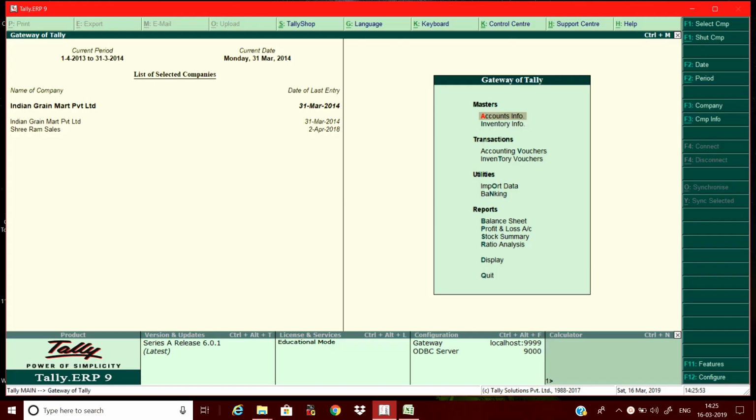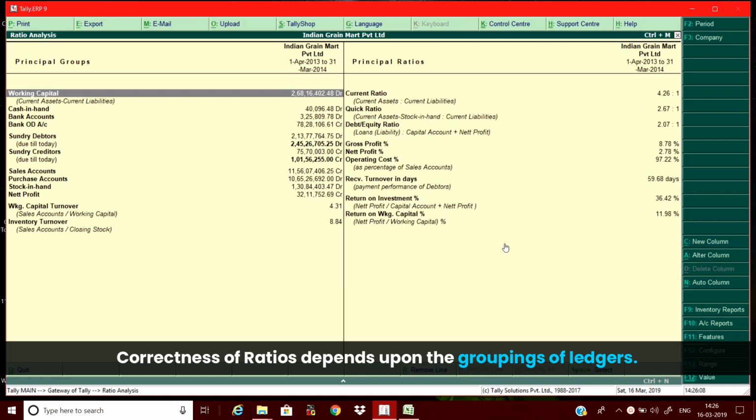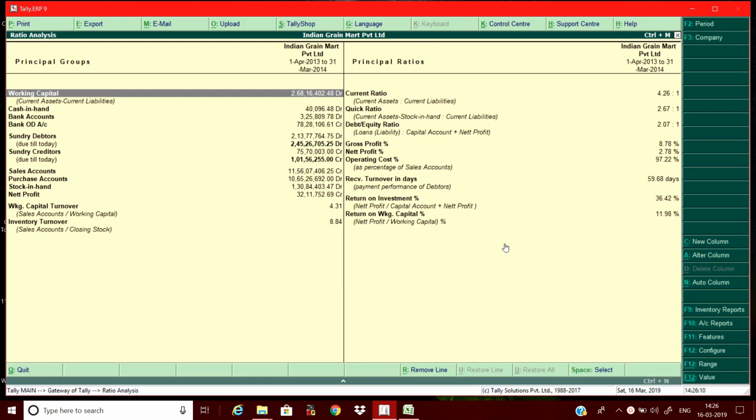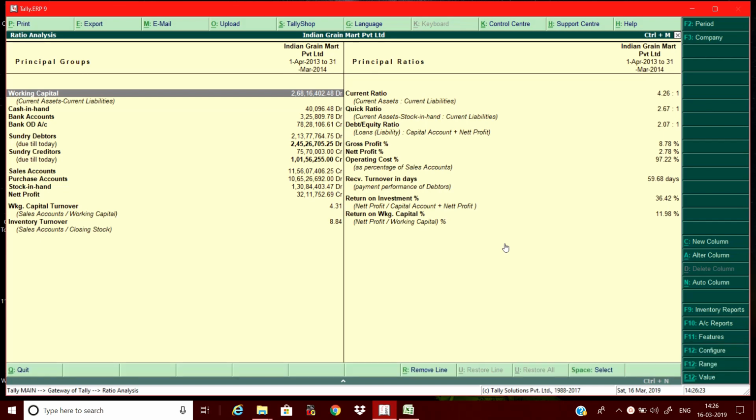Okay, the next report is ratio analysis. You might be thinking that ratio analysis is going to be a very good and helpful report to you, but I have my own doubts on it. The reason being, ratio analysis is based on the groupings, and the accountant does not have sufficient knowledge to create a correct group. So you can rely on the ratios only when the grouping of the respective ledger accounts is correct. Let's first see what the different ratios are, and then we will discuss in detail why grouping is important.